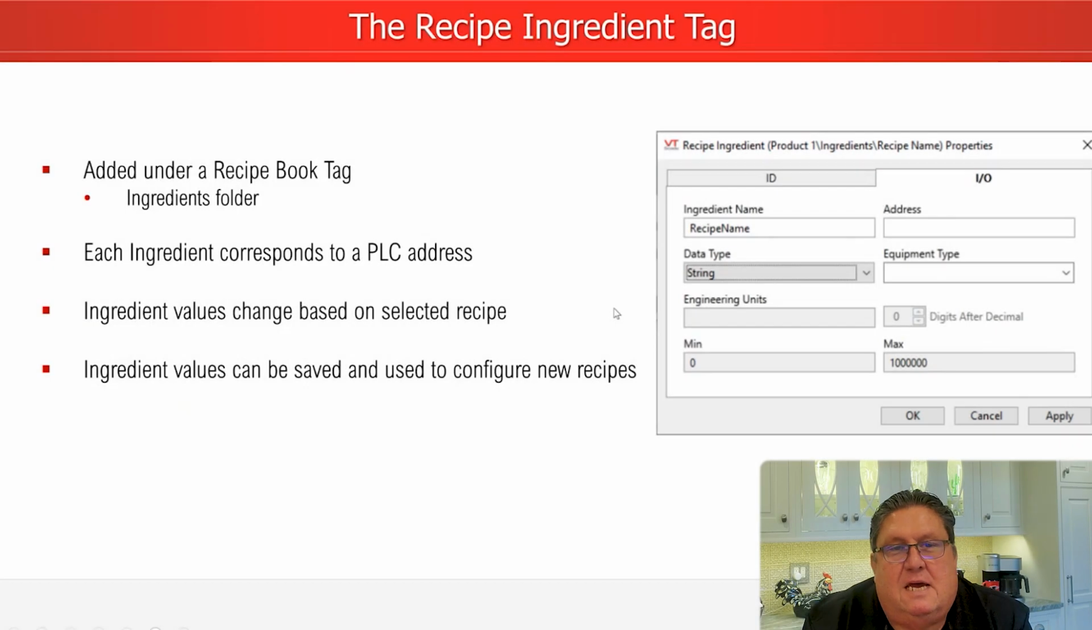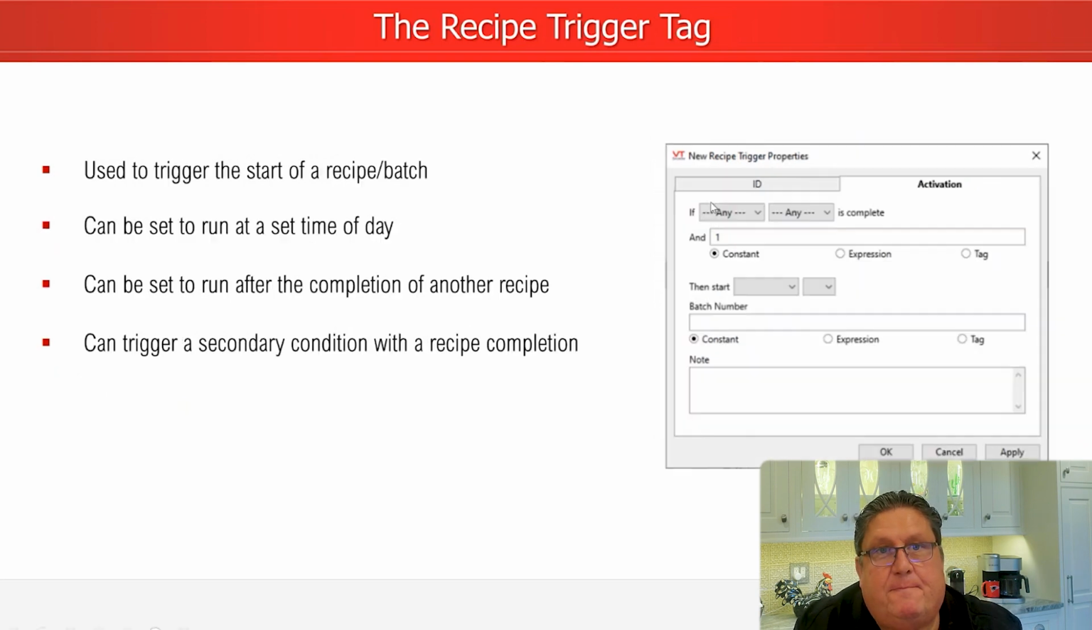Recipe ingredient tag, those would be the ingredients for each particular recipe that you have. Things such as when you're making cookies: flour, sugar, water, how many eggs, how much time, and so forth, and different steps that are involved with a recipe, obviously.